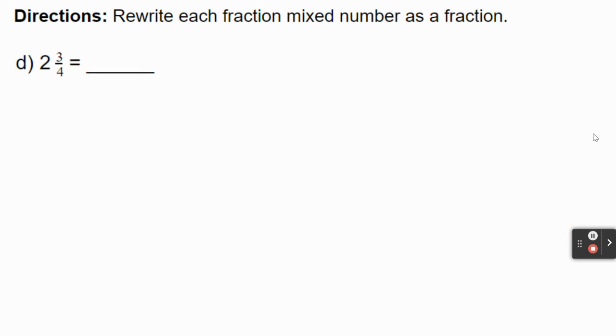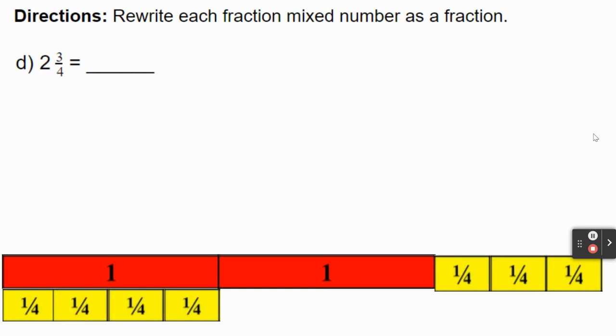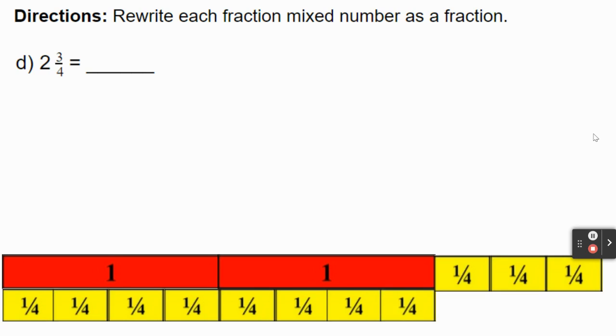Last one, we have 2 and 3/4. So we're going to have 2 wholes and 3 1/4 size pieces left over. We're going to count how many 1/4 size pieces we need. We need 1/4, 2/4, 3/4, 4/4 to make 1 whole, 5/4, 6/4, 7/4, 8/4 to make 2 wholes, and then we are at 8/4. We need 9/4, 10/4, 11/4 to get to the end. So we've used 11 1/4 size pieces, which we can write as 11/4.